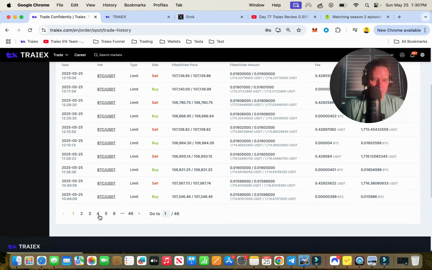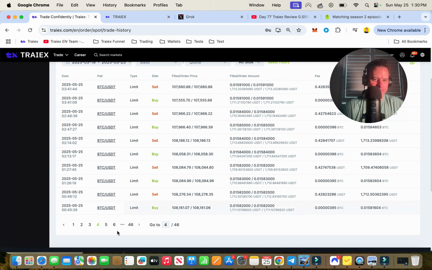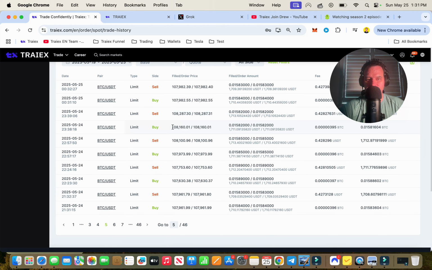Let's get going here. We're going to go to the 24th. So we'll look on the 4th page there. We'll figure out, and what I'm looking for here is losing trades. So I'm looking for this number to be lower than this number here. So this trade's a winning trade. This is a winner. This is a winner. This is a loser here, okay?